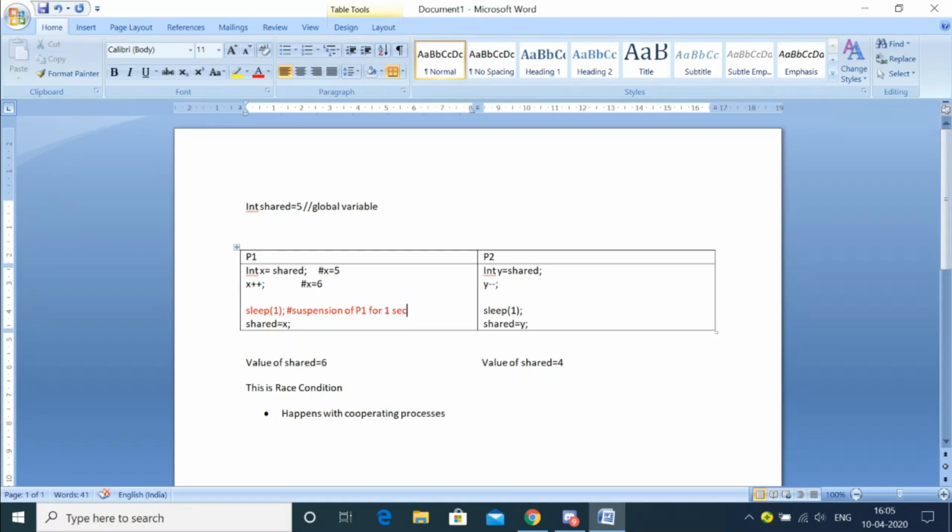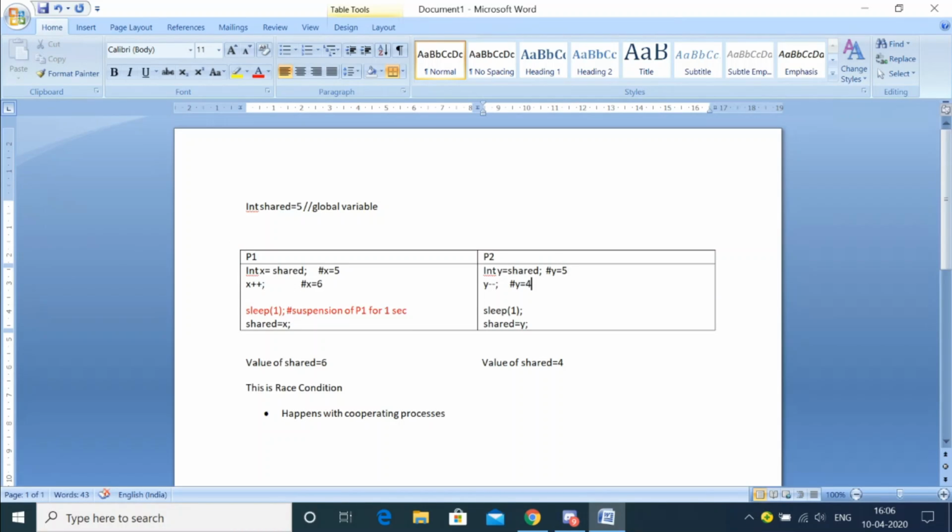Now again here, the first line of instruction, what does it say? Integer y is equal to shared. That means y will be assigned the value of shared, but shared, I already know, is the global variable of shared, 5. So y is assigned the value of shared. So y's value will be how much? 5. Okay. Then y is decremented. So initially y was having 5. So now what will be the value? Y's value will be 4.